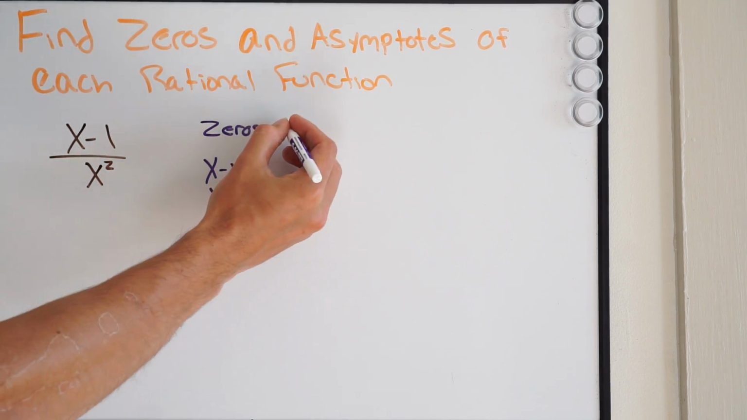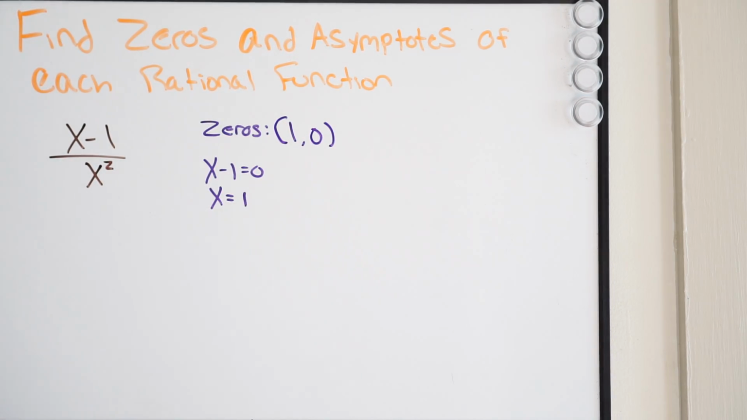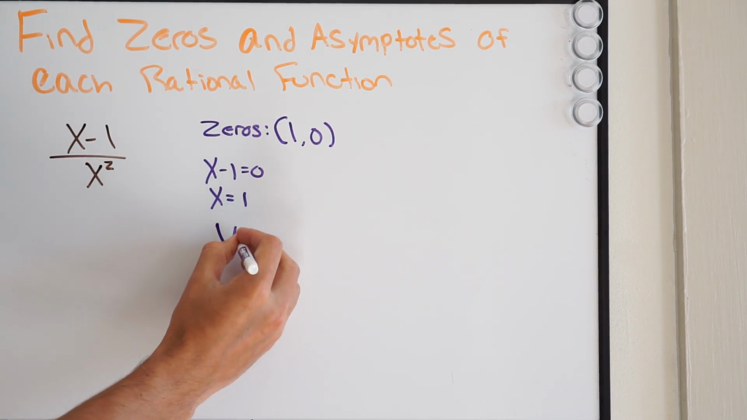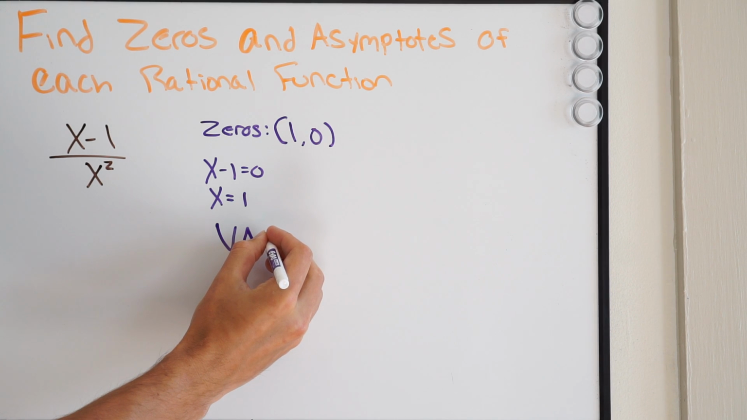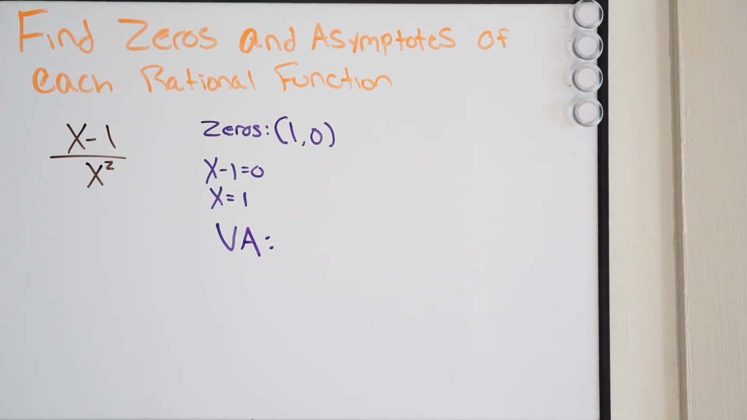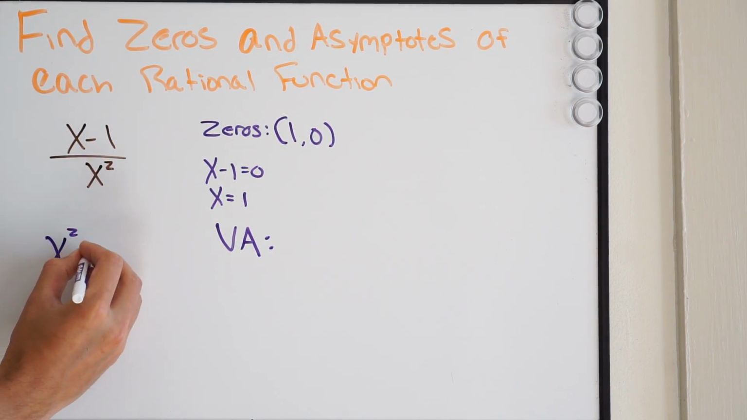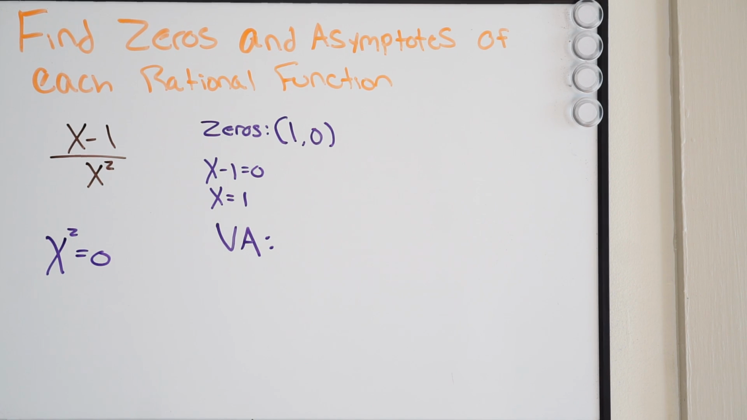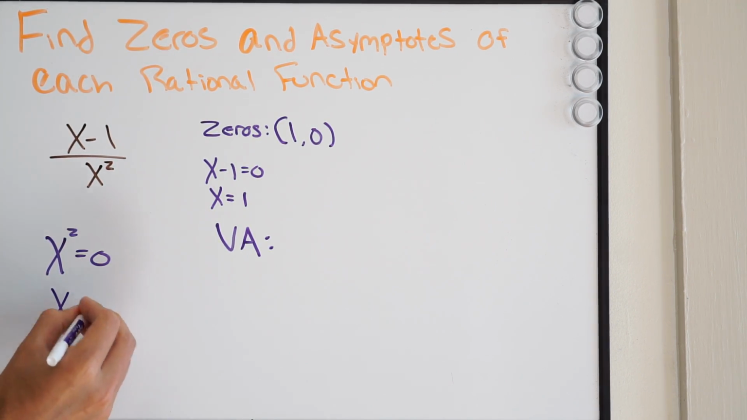If you want, you can write it like this, but when you say zeros, you're assuming you're talking about the x-axis. So we found the zeros. Let's find the asymptotes now. I'm just going to abbreviate: VA is for vertical asymptote. For my vertical asymptote, remember, we look at our denominator, and it's essentially your domain. If I set x squared equal to 0, this finds the domain for me, which is just x equals 0.